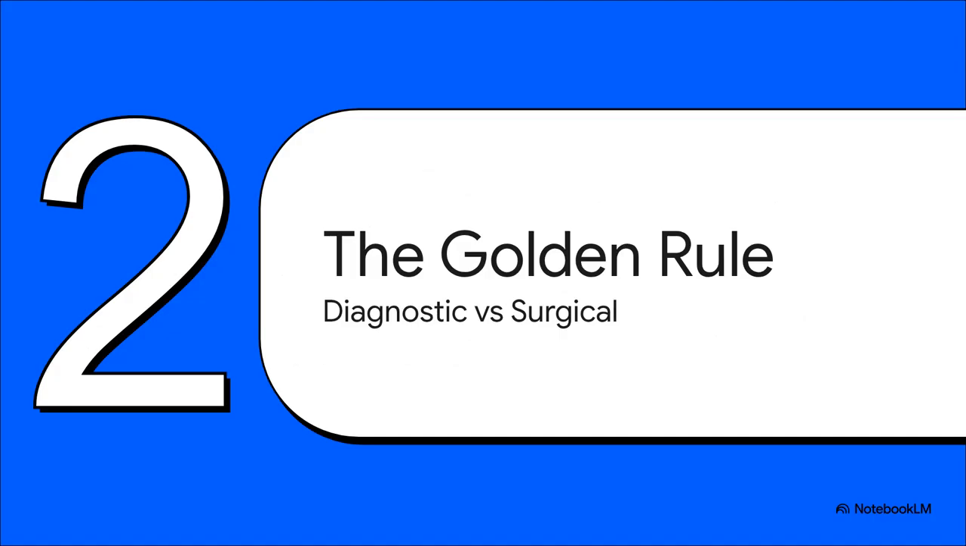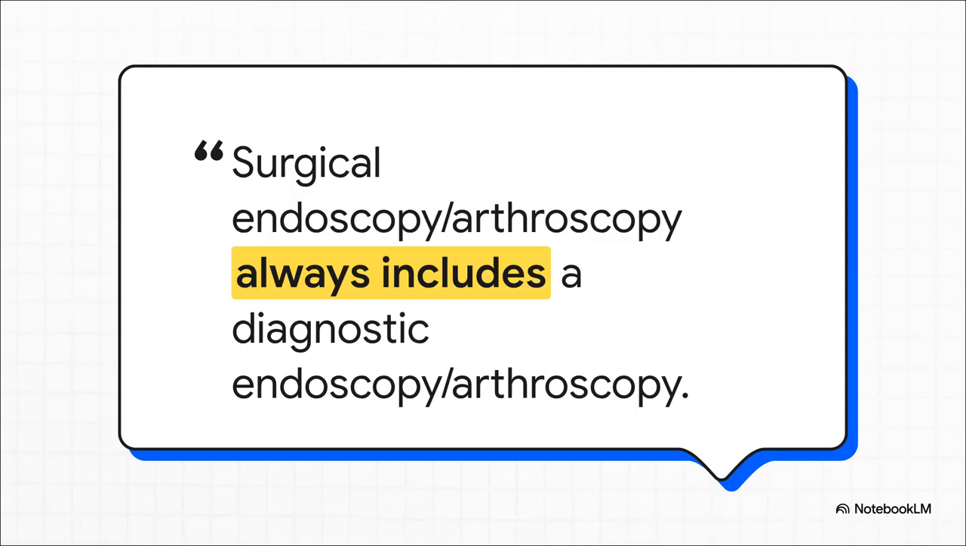Moving right along to Section 2, the golden rule. We have officially reached the absolute, unbreakable law of arthroscopy coding. I'm going to read this exact quote right here, straight out of the CPT guidelines found just before code 29800. Surgical endoscopy/arthroscopy always includes a diagnostic endoscopy/arthroscopy. Let me repeat that because it is literally non-negotiable in the medical coding world. If a surgical scope is performed, the diagnostic portion is automatically included in that code, always.